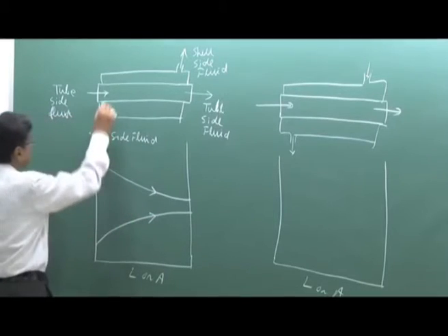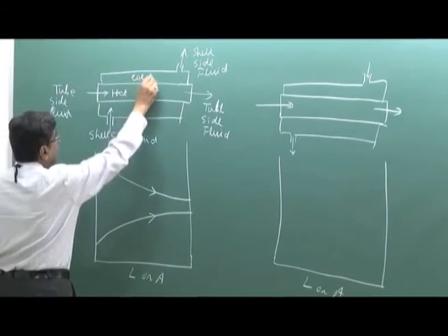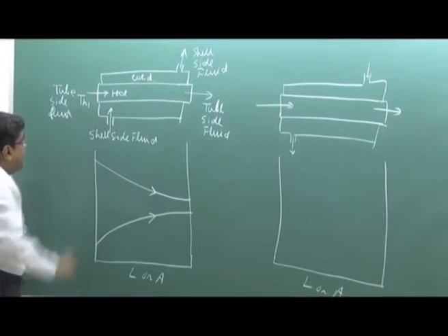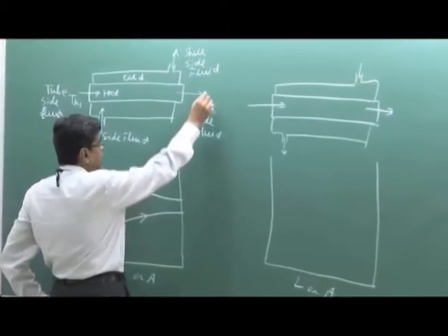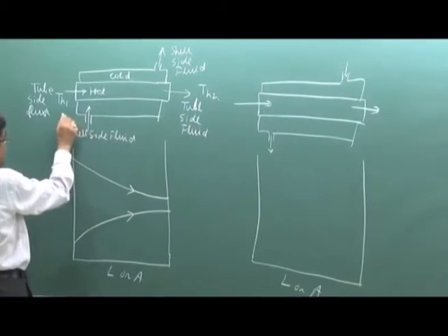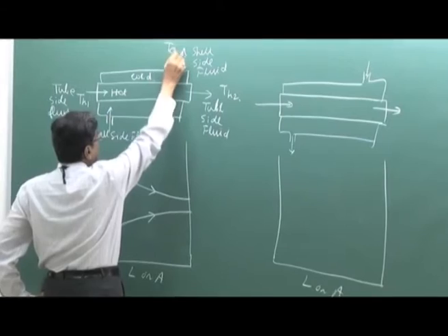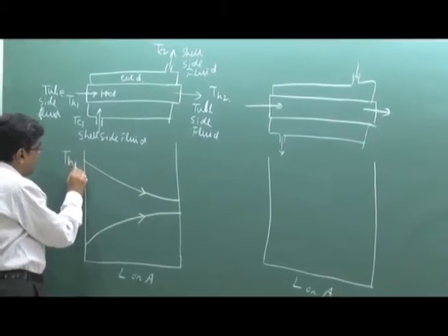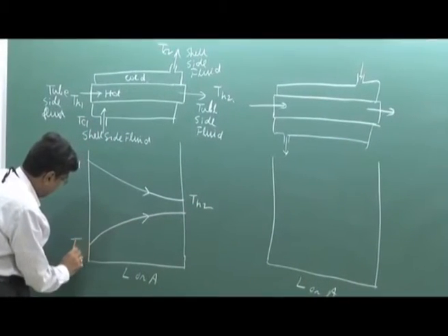Let us consider this is the hot and cold. Let this temperature, H is the subscript for hot I told, and 1 is the inlet here, parallel flow. TH2 is the hot outlet. Similarly, cold inlet is TC1 and cold outlet is TC2. Then in this diagram we can show TH1, TH2, TC1, TC2.